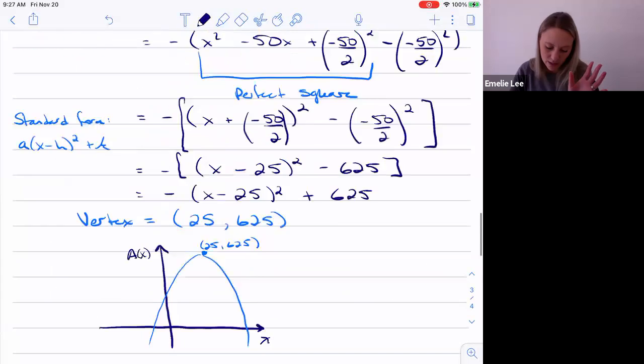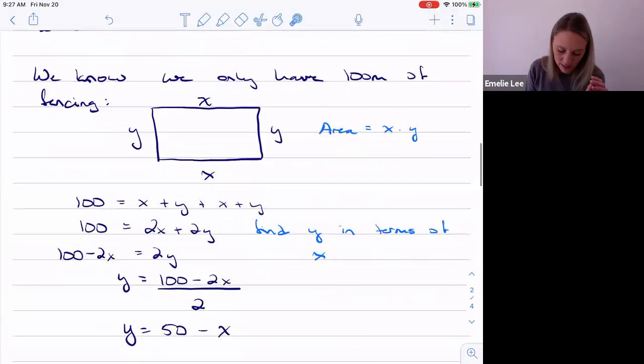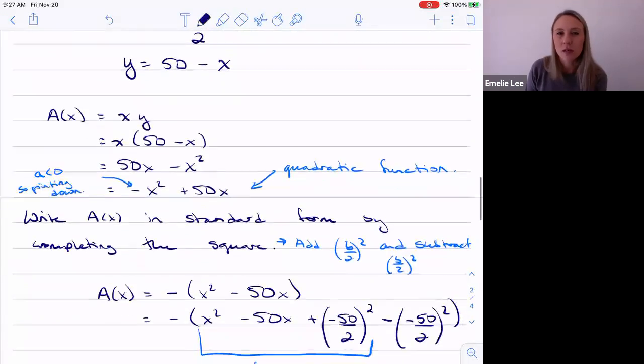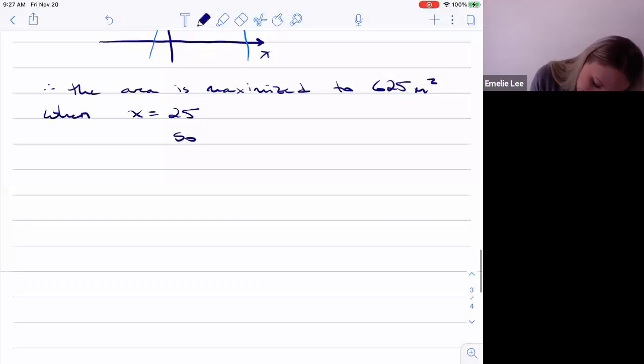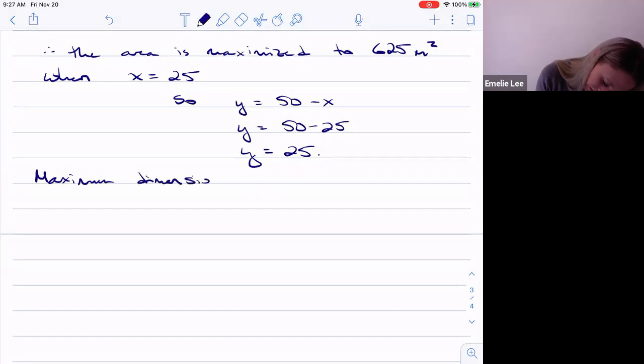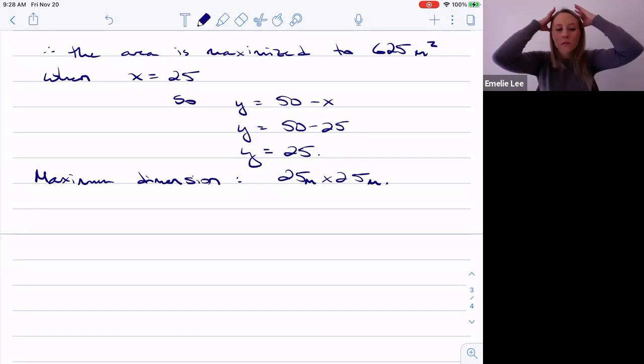So, we know x, so let's go back to our original graph. Now I'm letting x be 25, and just remember, y is 50 minus x, so we have to solve for y as well. It's going to be 25 again, right? So y is 50 minus 25, so y is also 25. The maximum dimensions are 25 by 25. And I'll put meters on there just in case.